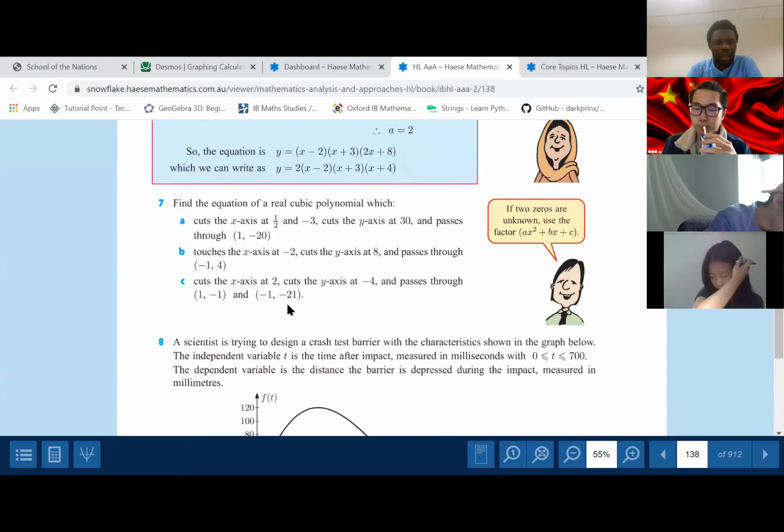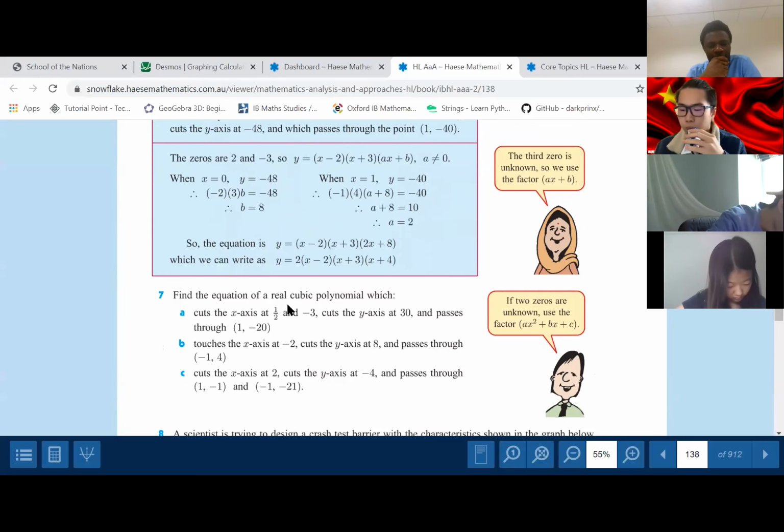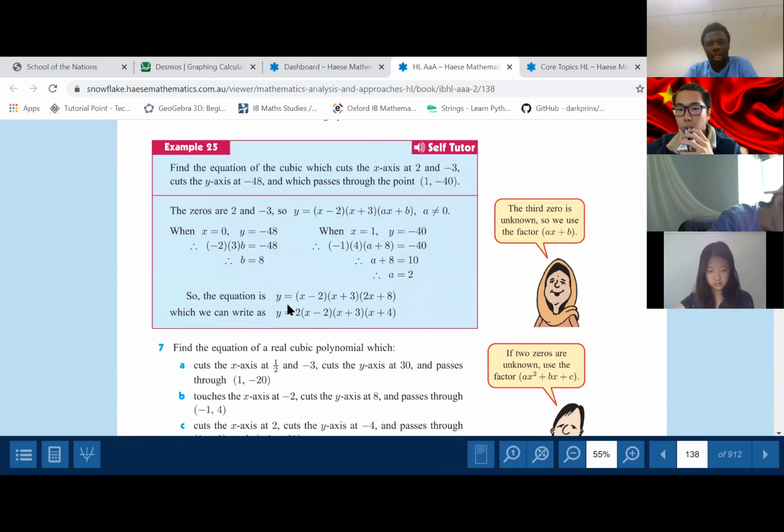Okay, good. So, we have: find the equation of the cubic polynomial which cuts the x-axis at 2, the y-axis at -4, and passes through (-1, 1) and (1, -2). Now, I need you to first look at this example. Let's follow through with this example.